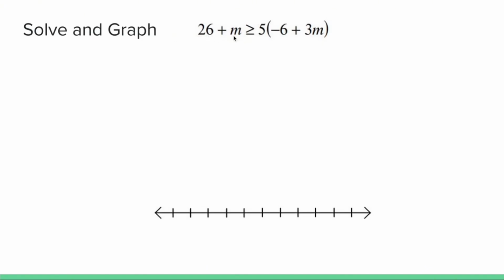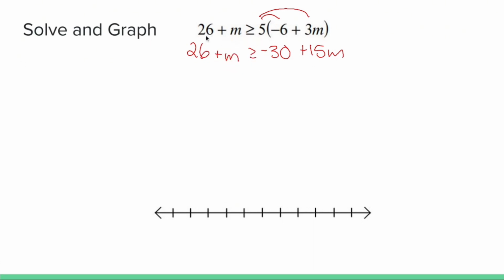All right, let's solve and graph this inequality with distributed property. Let's distribute first. 5 times negative 6 is negative 30. 5 times 3m is positive 15m. And drop down the 26 plus m is greater than or equal to.